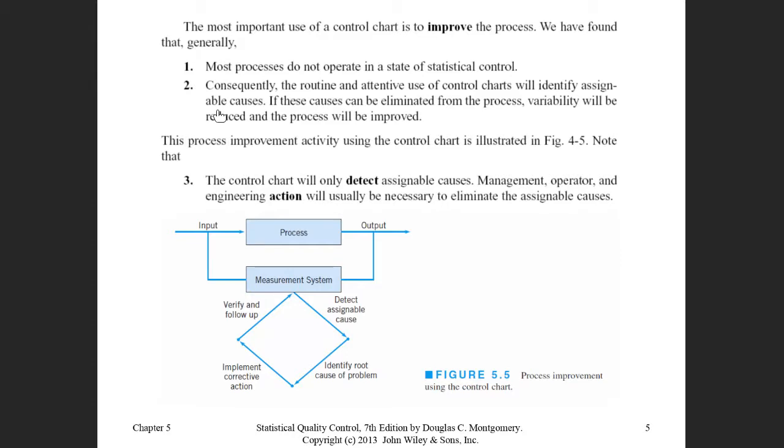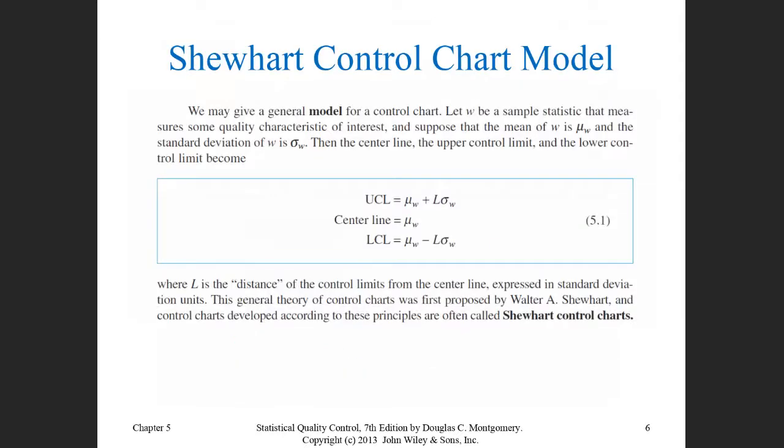We detect the assignable causes in this small diagram. It shows how it works. There is the input, a process, and an output. The measurement system, or where the control chart is, falls here in the middle while the process is running. To detect any assignable causes, if there are any, you have to identify the root of that cause, that problem, and then you implement a corrective action to fix it, and then verify if it is fixed or not, and then you keep monitoring the system until another assignable cause is found.